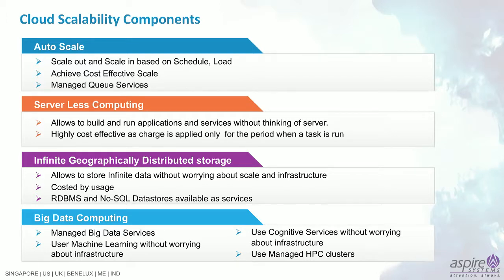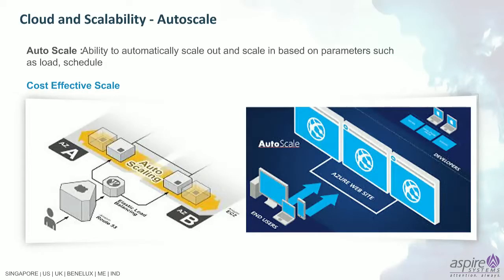So from a cloud scalability components perspective, we will look at four major areas: Autoscale, serverless computing, infinite geographically distributed storage, and big data computing. Autoscale is the ability to automatically scale out or scale in based on parameters such as load, schedule, and various other such parameters. Let us look at what cloud offers out of the box to achieve scalability at different layers.